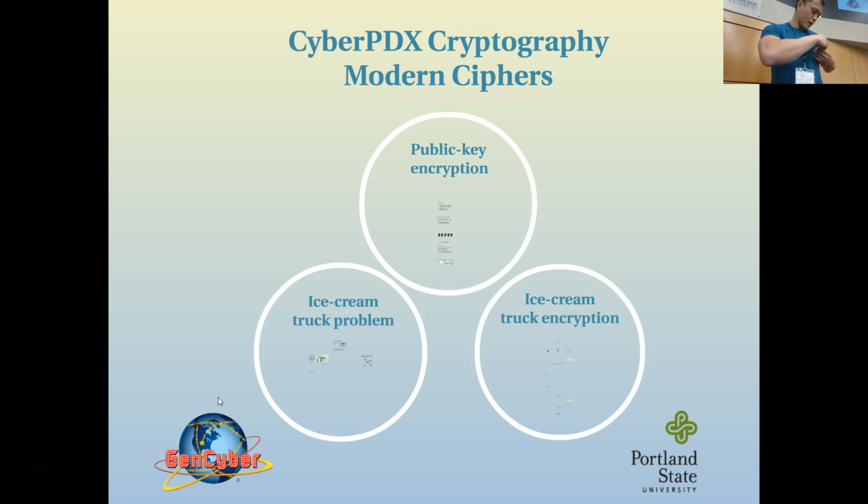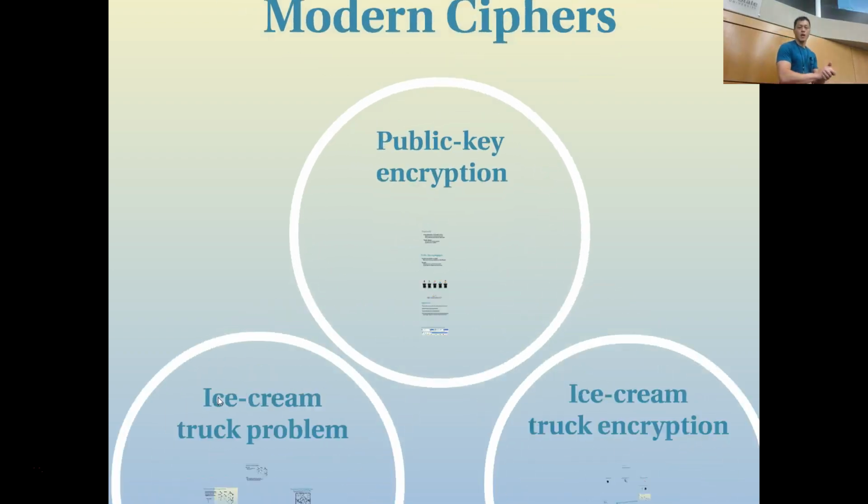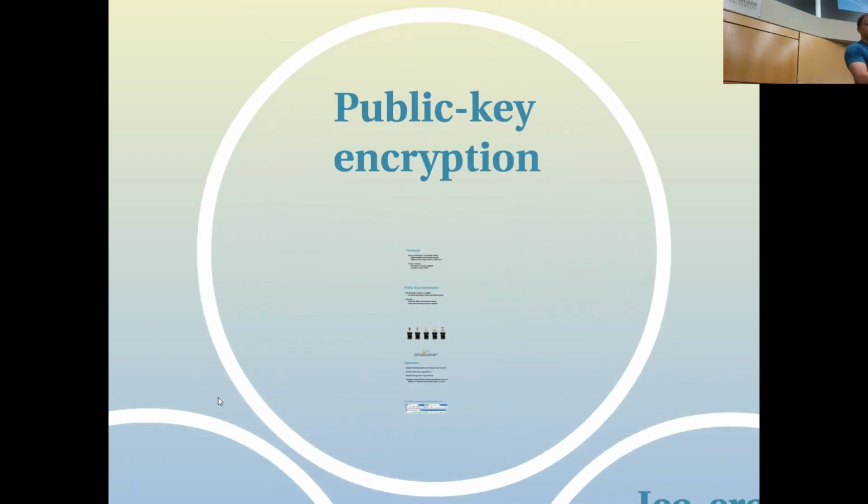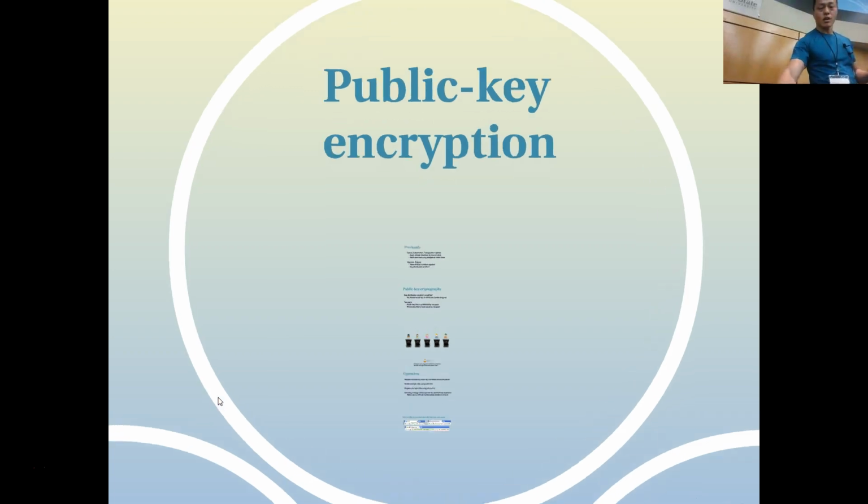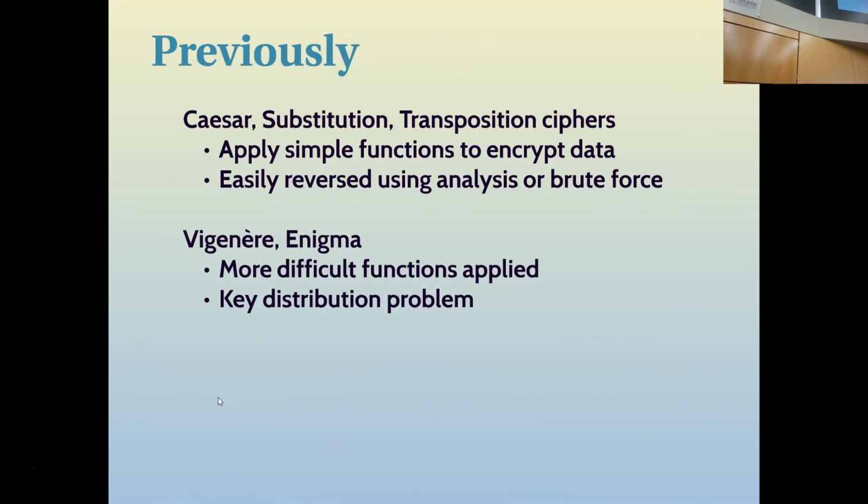Okay, so we're going to talk about modern ciphers. And we're going to talk about something called public key encryption. And this is the way we typically do cryptography on the internet today. And so I'm going to recap what you've learned so far.